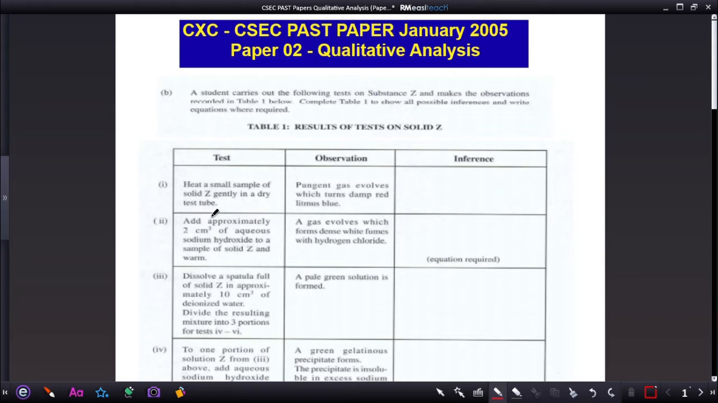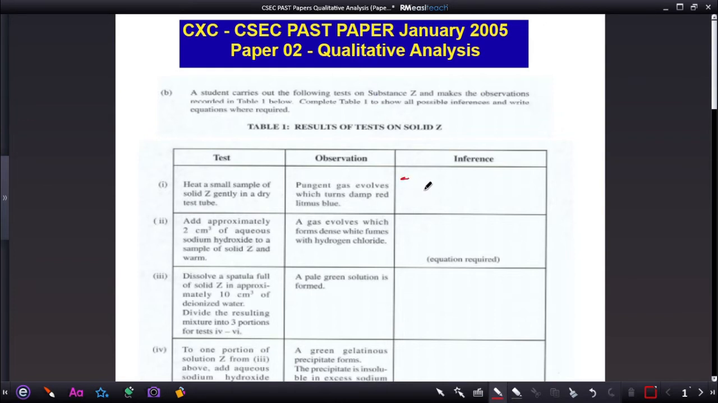Part 1. Heat a small sample of solid Z gently in a dry test tube. The observation was that a pungent gas evolves which turns damp red litmus paper blue. There are two pungent gases or choking gases that we should consider when looking at qualitative analysis. They are sulfur dioxide, which is acidic, and that means it turns blue litmus paper red, and ammonia, which is basic or alkaline, which turns red litmus paper blue.